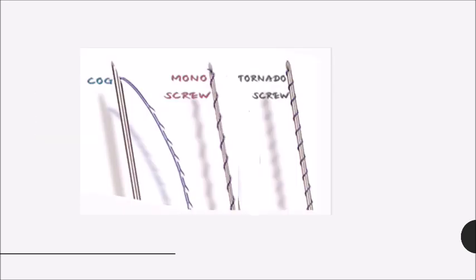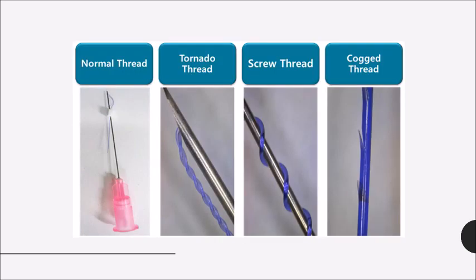Again, some review pictures. And now we are done with the morphological types and types according to their absorption. So what do we want to do now? How to choose between the threads?